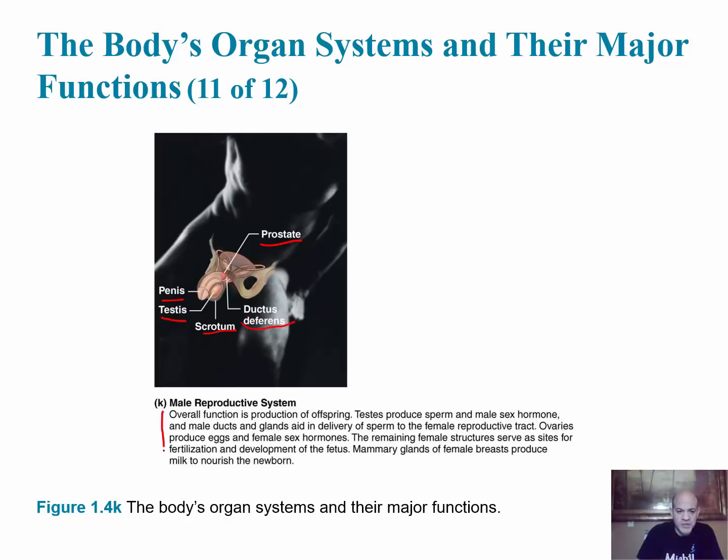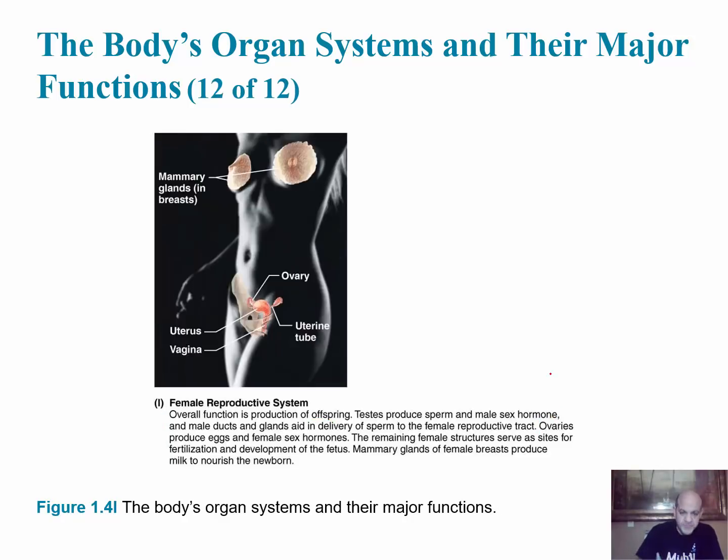But overall, what is the function of the reproductive system? Looking at the male reproductive system, the function is producing offspring. The testes are the location where sperm and male sex hormones are produced, and the male ducts and glands aid in the delivery of sperm to the female reproductive tract. The rest of the description here in the caption is for the female.